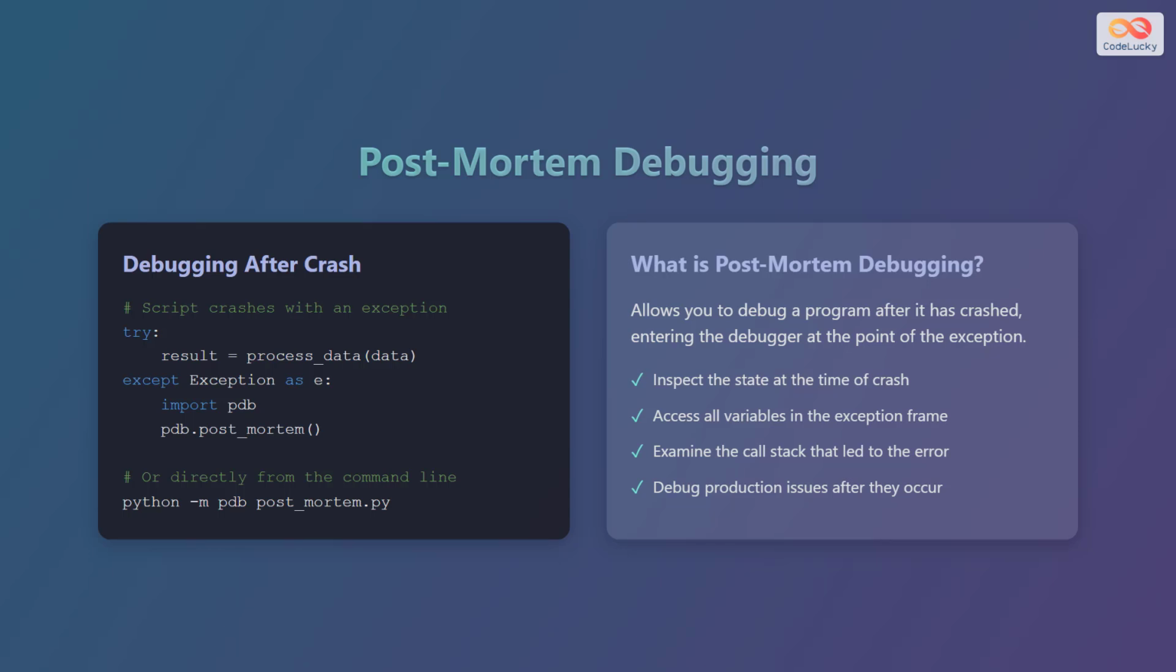Post-mortem debugging allows you to inspect the state of your program at the time of the crash. You can access all the variables in the exception frame. You can examine the call stack that led to the error, and you can debug production issues after they occur.